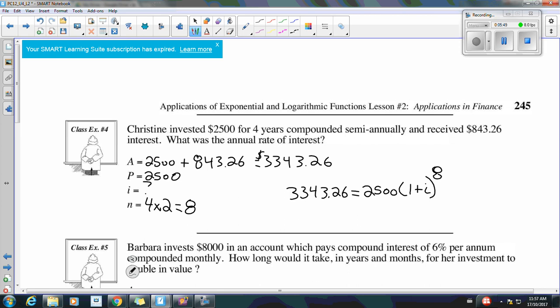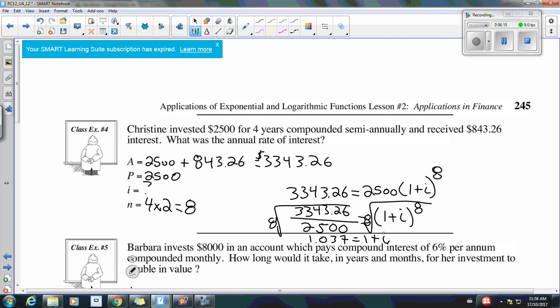So I have 3,343.26 over 2,500 equals 1 plus i to the 8. You can take the 8th root of both sides, which is the same as putting something to the power of 1 over 8, so either way works. And you get 1.037 equals 1 plus i.